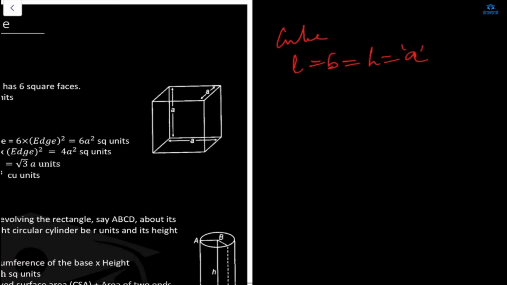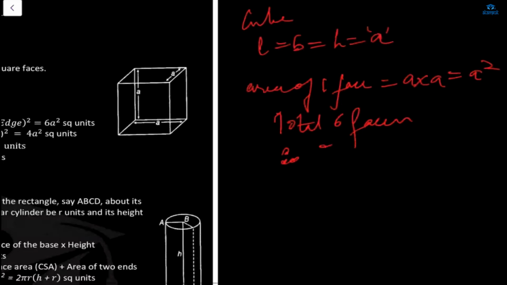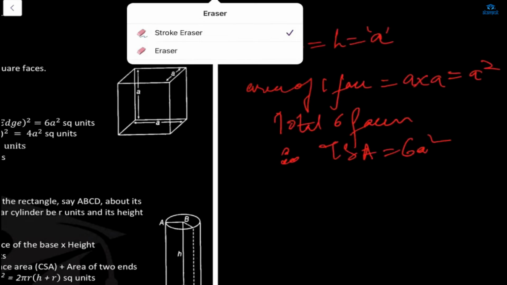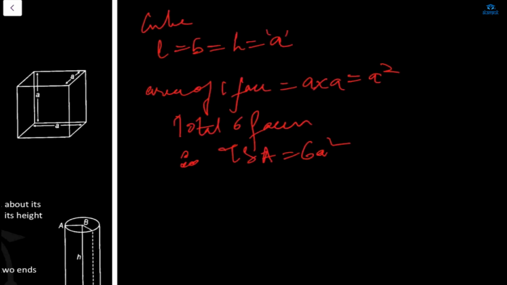Now here also you have six faces, and the area of one face is A into A, which is equal to A squared. Total six faces. Therefore, what will be the total surface area? TSA will be 6A squared, and LSA, the lateral surface area, will be 4A squared, because only four walls will be included.